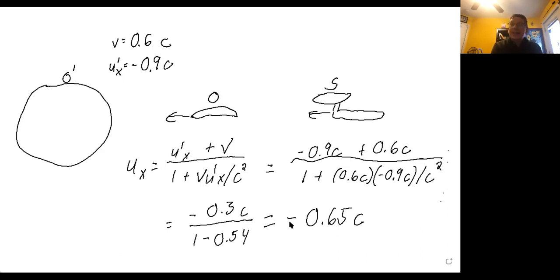And then the second thing is keep track of positives and negatives. They do matter. If an object is moving to the right relative to the observer, then its velocity is positive. If it's moving to the left relative to the observer, then the velocity is negative. So it's important to keep track of pluses and minuses with this.